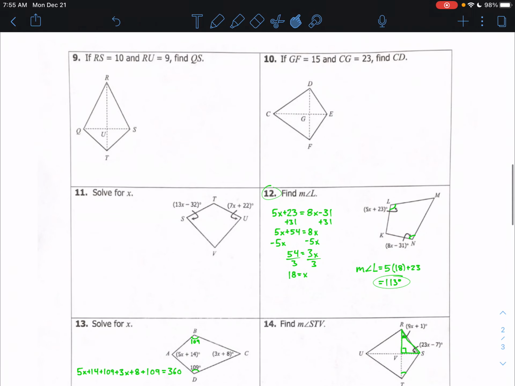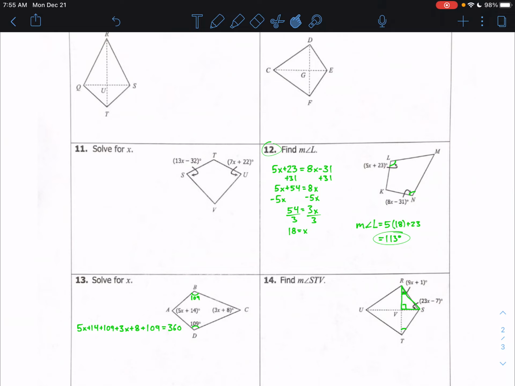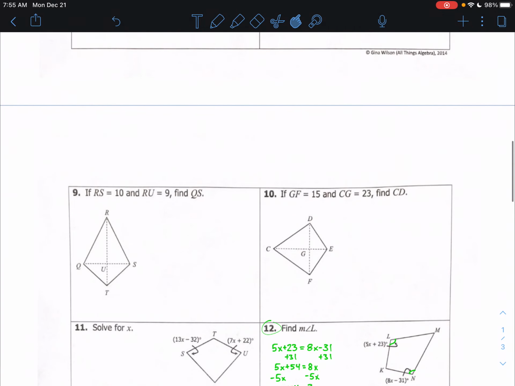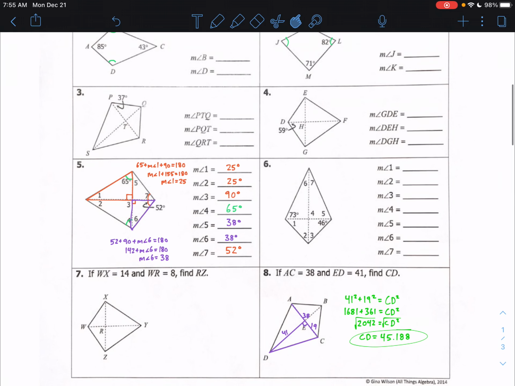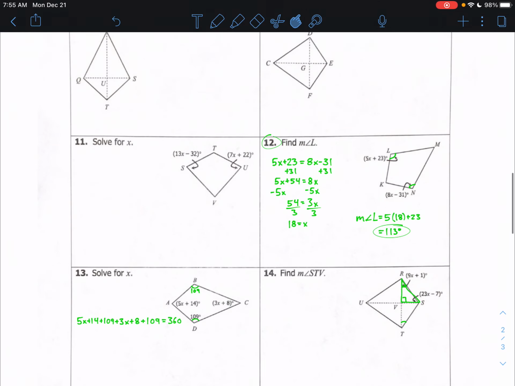If you need any help solving any of these, please come to my office hours. Please let me know. I'm always happy to help. But yeah, kites, you know, me going over the assignment took a lot longer than the actual notes on kites. So if you need help with the assignment at all, please let me know. Please come to my office hours. I'll be more than happy to help.